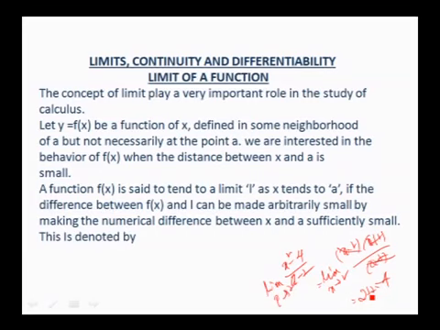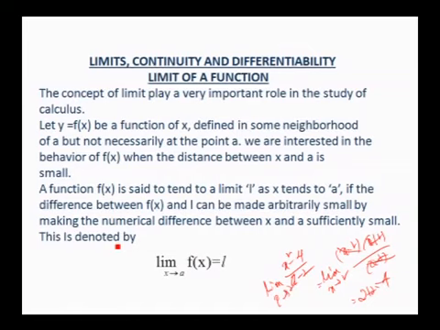Let y is equal to f(x) be a function of x defined in some neighborhood of a, but not necessarily at the point a. So we are interested in the behavior of f(x) when the distance between x and a is small. A function f(x) is said to tend to a limit L as x tends to a if the difference between f(x) and L can be made arbitrarily small by making the numerical difference between x and a sufficiently small. This is denoted by limit of f(x) as x tends to a is equal to L. This means f(x) approaches the value L as x approaches the value a. So that is the concept of limit.